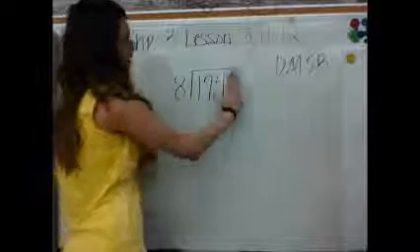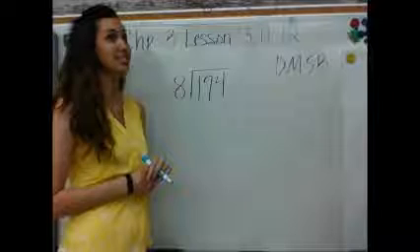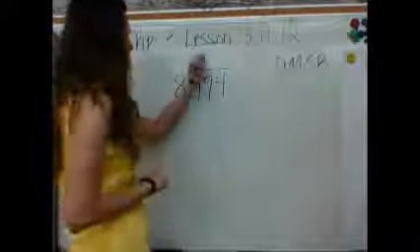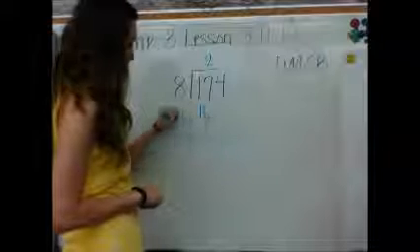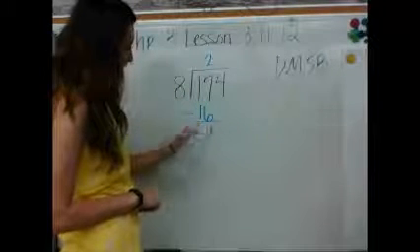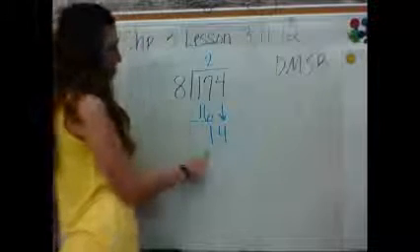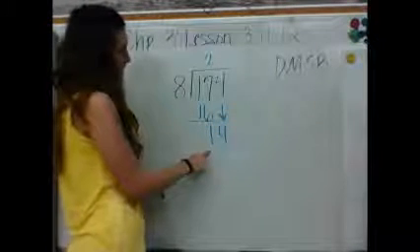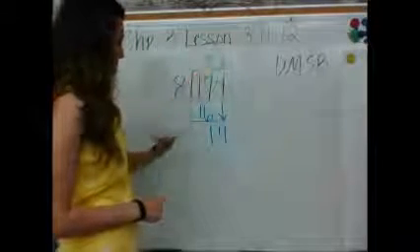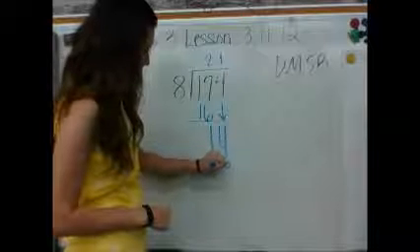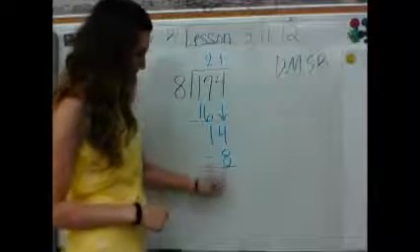So then I go over. How many times will 8 go into 17? Well, I know 8 times 2 is 16. That's really close. So I'm going to do 2 and then multiply and get 16. Then I subtract and have 1, and I bring down my 4. How many times will 8 go into 14? Well, 2 is too many, so just 1 time. So 1 times 8, and then I subtract, and that's going to be 6.